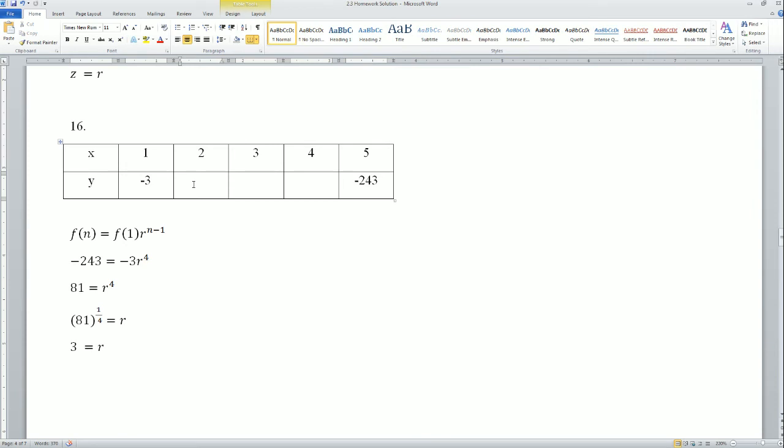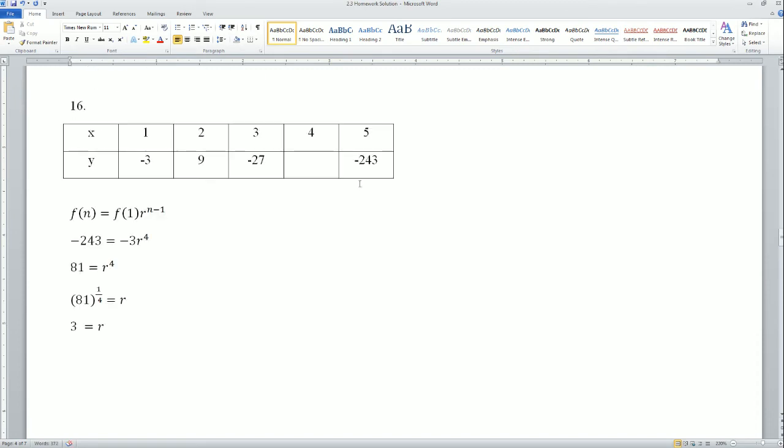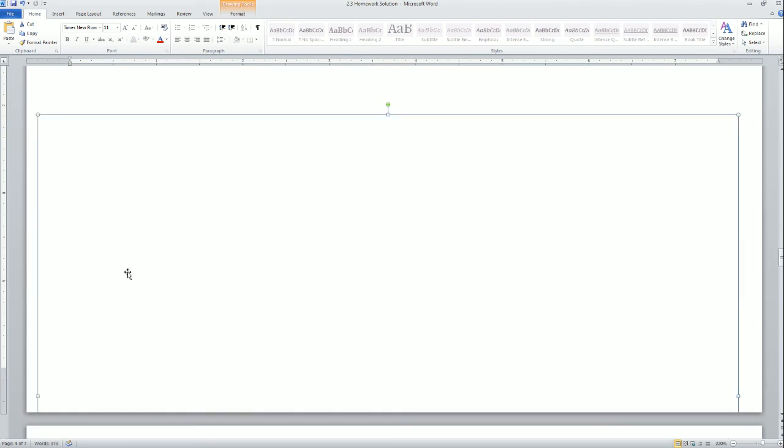So this should be 9. And this should be negative 27. Oops, sorry. And this should be negative 27 times 3, which is negative 81, then times that. Wait, hold on, something's off. Negative, positive, negative, positive, and negative. Yep. Okay, next one, 17's down here.